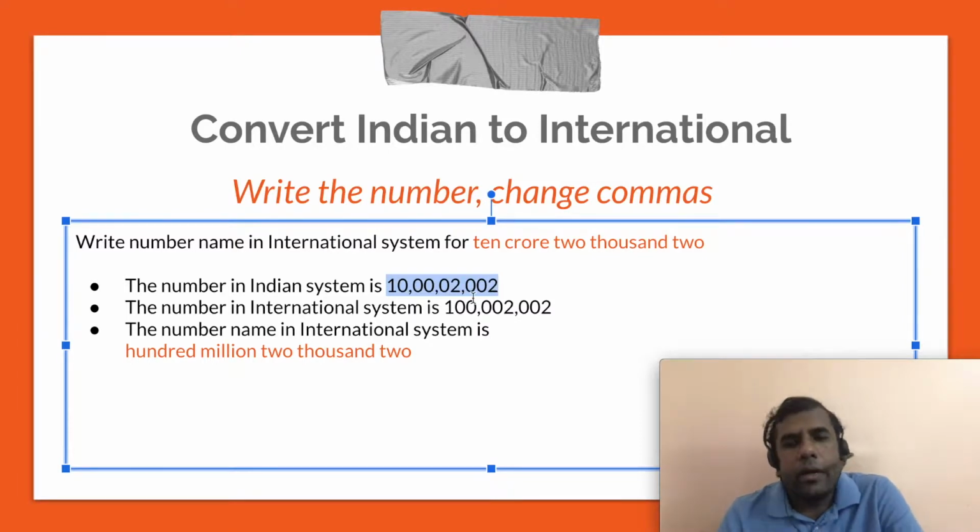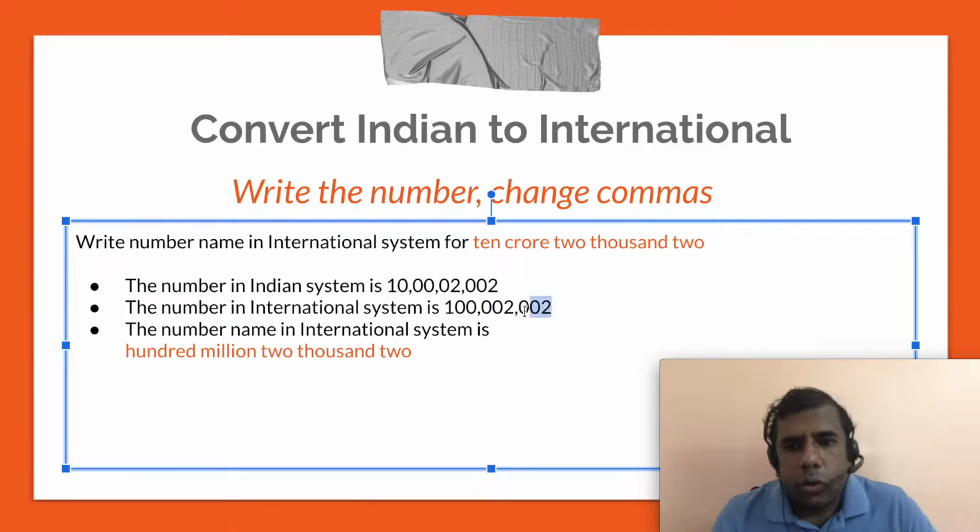Now to make it in the international system, we'll just change the commas, right? As we looked at earlier, in the international system, the commas are 3 digits apart. In the Indian system, the rightmost period is 3 digits while everything else is 2 digits, right? Lakh or crore or thousands, each of these is 2 digits in each period. In the international, it's going to be 3 digits per period.